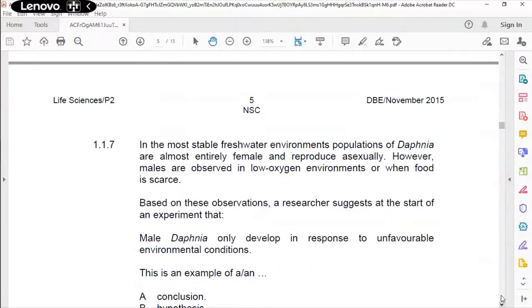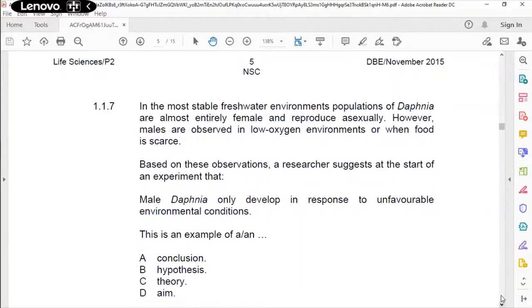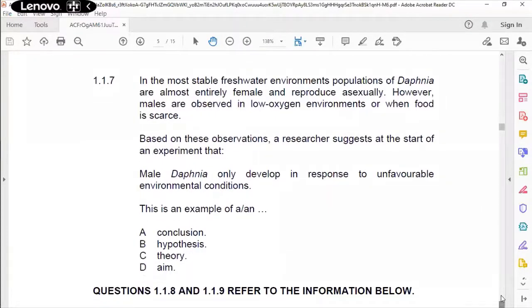Then, next question. Is also an investigative question, so it's important to remember with investigative questions, what is a conclusion, what is a theory, what is a hypothesis, what is a law, what is the aim, what would be the question of the investigation? And of course you know that a hypothesis is a prediction on the results, it's what I think the results are going to be.